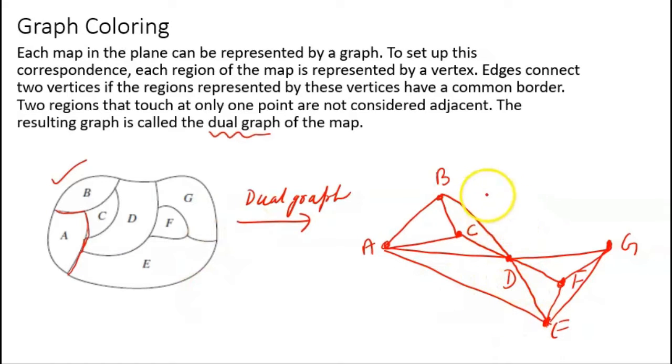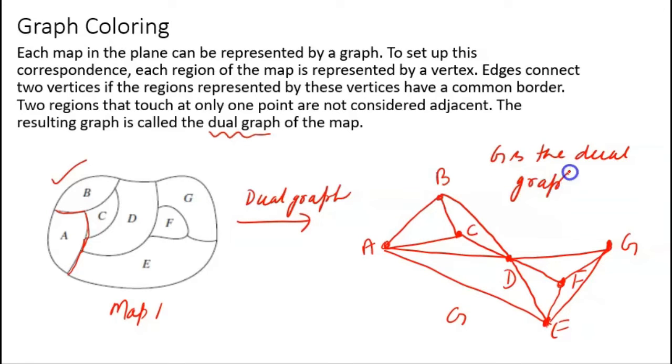So this graph that we have got is the dual graph. If I call this map 1, and I call this graph G, so what is G? G is the dual graph of map 1. Now this kind of question will be asked, that how to write the dual graph. We are going to look at how to assign colors to that, but before that let us take one more example. So if I ask you to find the dual graph corresponding to this map, what will you do?